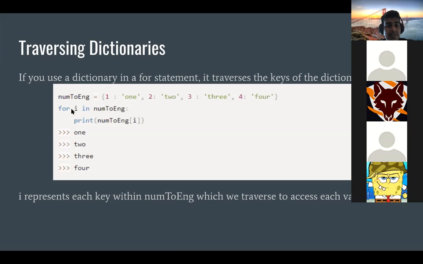So sorry, i represents every pair within it. So when you say num_to_eng[i], we get the value within each of those pairs. So i represents the key within num_to_eng, as we traverse through each one.